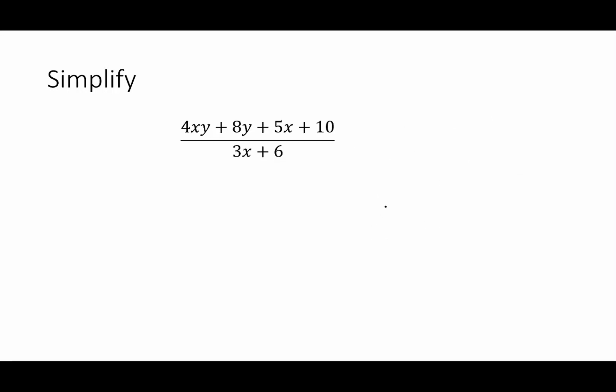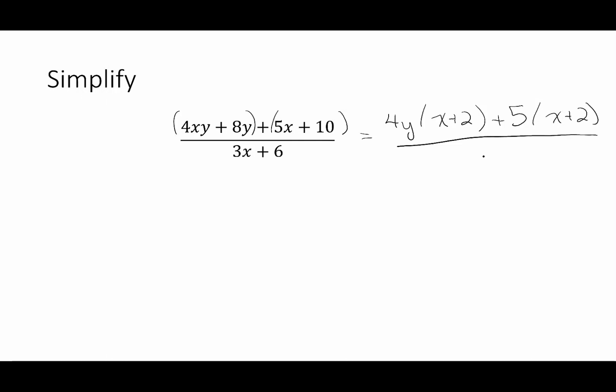Next, I have 4xy plus 8y plus 5x plus 10 over 3x plus 6. In the numerator, I have 4 terms, which makes me think to group the first two and group the second two. When looking at the first two, 4xy and 8y, I see they're both divisible by 4y, which leaves me with x plus 2. When I look at 5x plus 10, I notice they're both divisible by 5. When I divide that out, I get x plus 2. In the denominator, I can divide by 3, which gives me x plus 2.